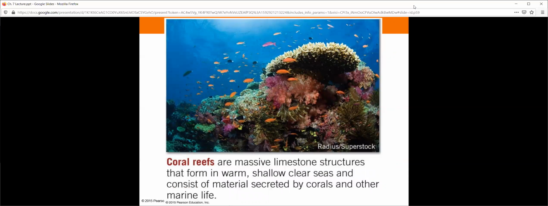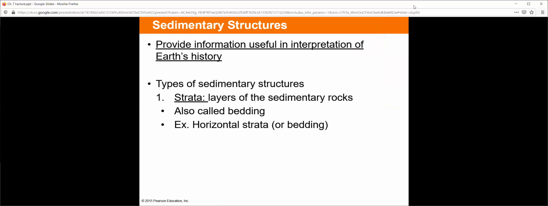Coral reefs, talked about that already. Coral reefs essentially nowadays are big limestone structures in shallow, calm environments. So if we see big limestone structures in shallow, calm environments that stick up like this, we find an ancient coral reef, especially if we find the fossils associated with it. So yes, as I said before, these sedimentary structures provide useful information for the interpretation of the Earth's history.